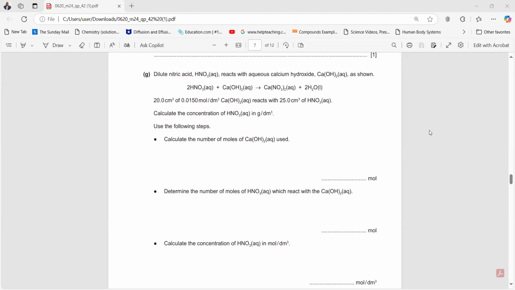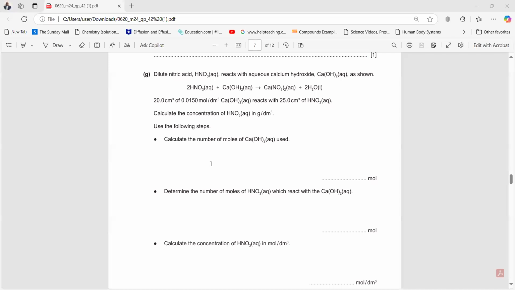So whenever you get such questions, you find out that one of the solutions here will be a standard solution. By a standard solution, we are saying one of the solutions that you are given, you'll be knowing its exact concentration. Right. So if you look at what is happening here, we have dilute nitric acid reacting with a base, calcium hydroxide. And then we are given a reaction here. This reaction is very, very important because it guides you on the stoichiometry. It actually tells you the number of moles or the ratio or the molar quantities of each reactant. So it's very important for you to be able to use that equation.